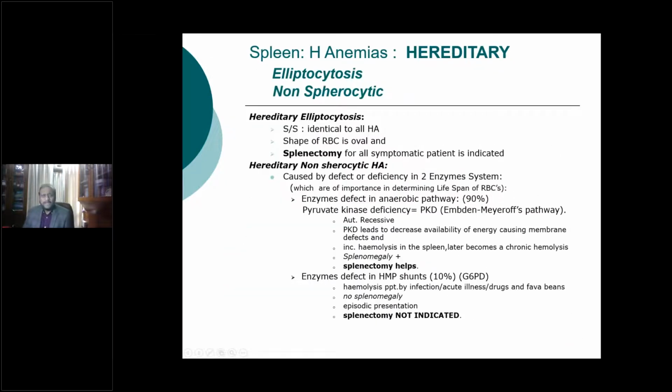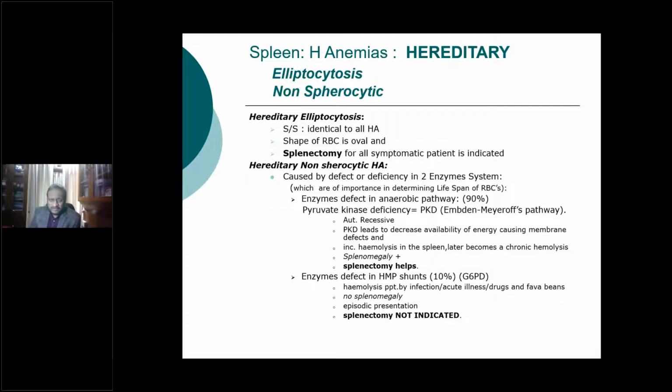Okay. Now coming to the second, and that is hereditary elliptocytosis. Similar to spherocytosis, here only the shape is different, and splenectomy is going to help in every symptomatic patient with elliptocytosis. But coming to the non-spherocytic, so these are spherocytic varieties.